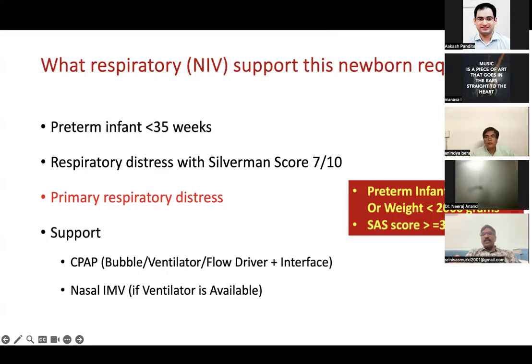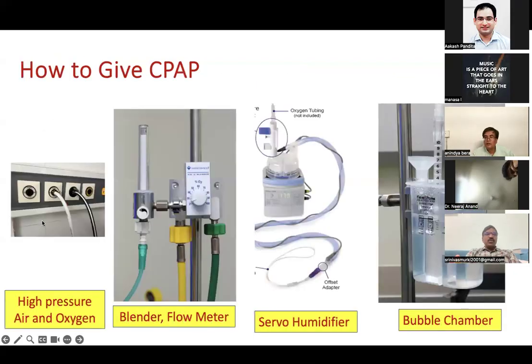So all babies less than 35 weeks, or if you don't have gestation, less than 2 kg, and if the Silverman Anderson score is more than or equal to 3, immediately in the labor room, it is a candidate for CPAP. Now, some people may say that he has a severe distress, so you start on ventilation. No, even if the score is 9 by 10, baby has good respiratory efforts, you will give CPAP and not ventilation.